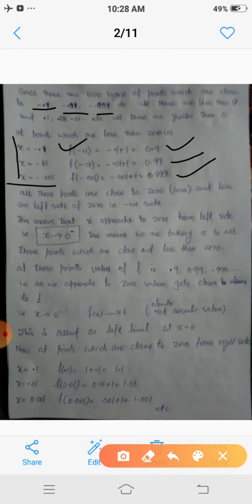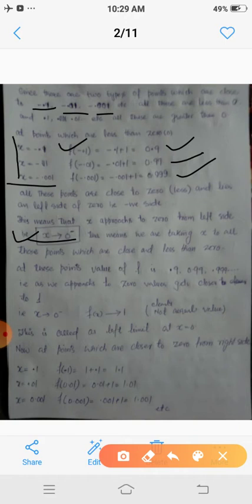Similarly, minus 0.001 is much closer to minus 0.01. So this means that when we approach 0 from the left side, we can write this statement as x tends to 0 negative, or x tends to 0 minus. This means that we are considering those points which are closer and closer to 0 but less than 0, because there are infinitely many points. So this statement x tends to 0 negative represents infinitely many points.